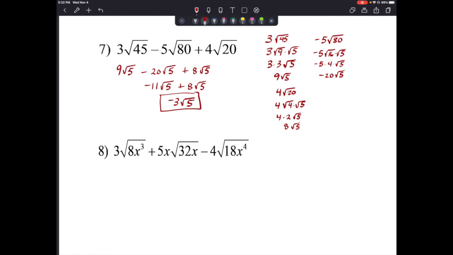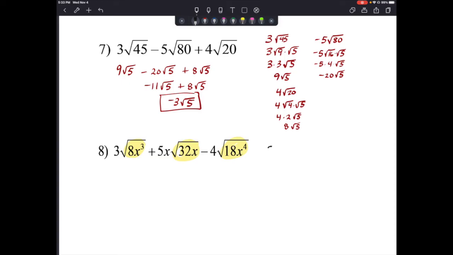All right, last one here might be a little different though, so you may want to pay attention to this one. We have 3 times the square root of 8x to the third plus 5x times the square root of 32x minus 4 times the square root of 18x to the fourth. So we're going to need to take each of these radicals and break them down. We're going to need to make sure we break this one down, and we're going to need to make sure we break down that one. So let's do it here.